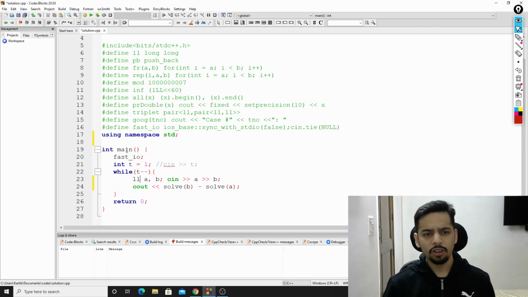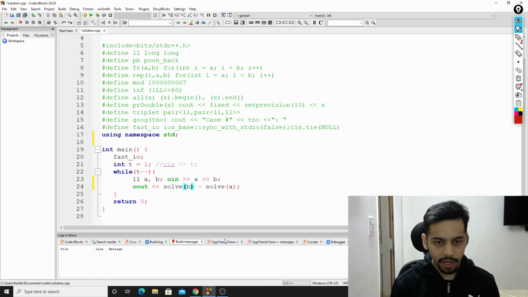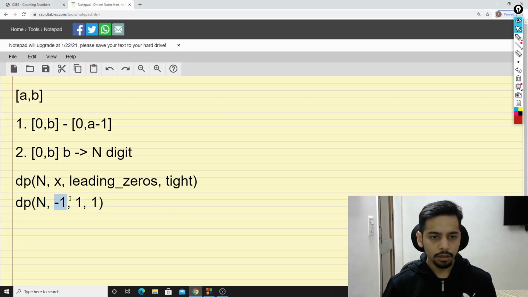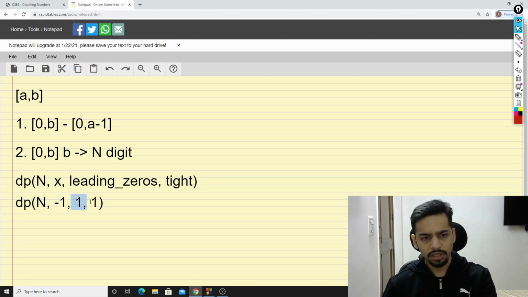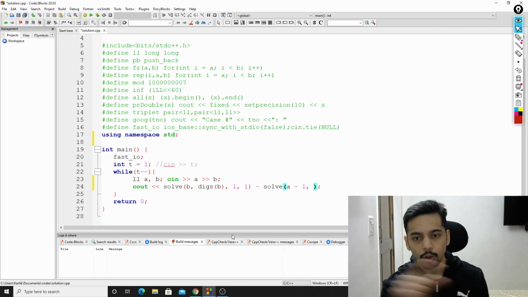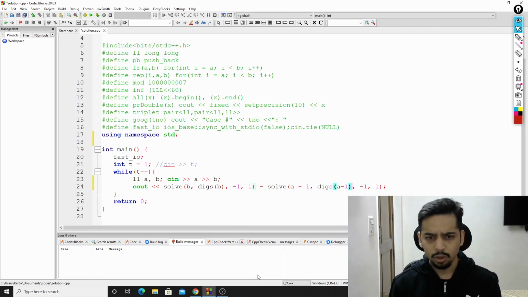Also, how do I calculate how many digits a particular number has? Okay, we'll think about that later, but see, this is what I need to calculate. Pass in the number, pass in how many digits that number has. So digits in B, pass that in. Also pass in the leftmost digit cannot be equal to -1, then 1, 1. Leading zeros is still 1, tight is 1. Similarly, pass in A-1 because you want to see how many numbers from 0 to A-1 there are that follow the valid property. See how many digits are there in A-1. Pass that in. Pass in -1 and 1, 1. Subtract these two and get your output.